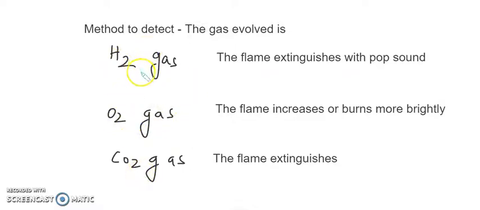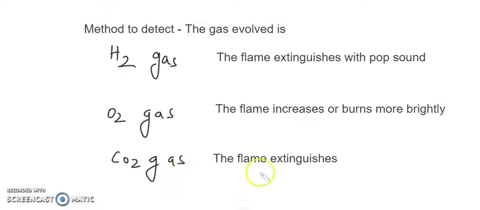So, how do we detect whether this colorless gas which is evolved is hydrogen, oxygen, or carbon dioxide? When you bring a burning candle next to the gas being released, if the flame extinguishes with a really strong, distinct pop sound, then the gas released is hydrogen gas. But if the flame of the candle becomes brighter or increases in size, that means the gas released is oxygen. In very rare cases, oxygen is released when an acid or a base is reacting. Maximum, the gas released is either hydrogen or carbon dioxide.